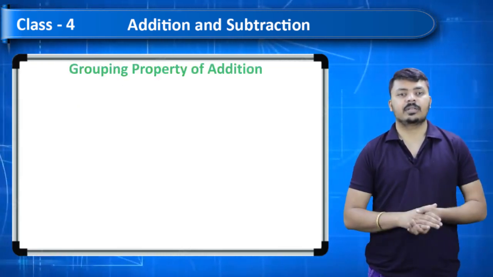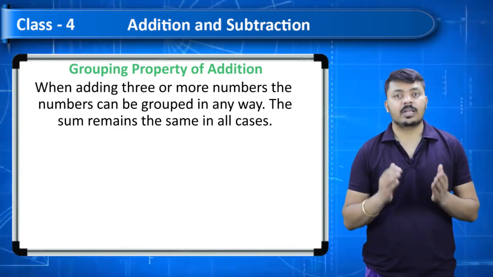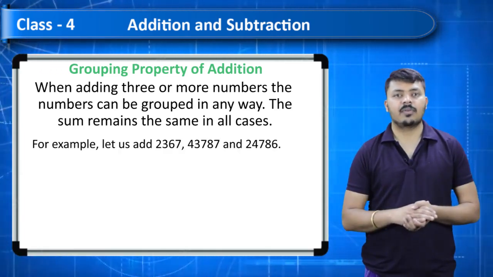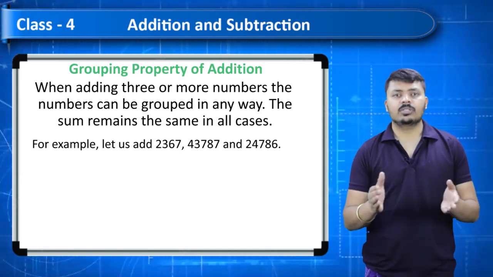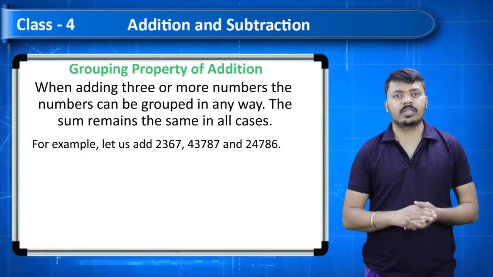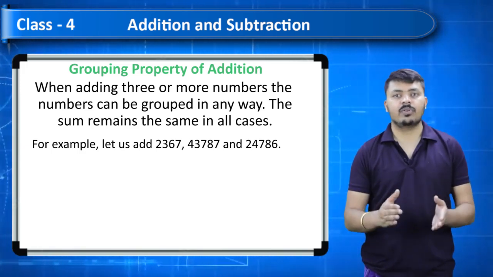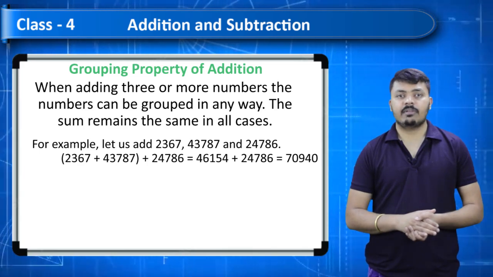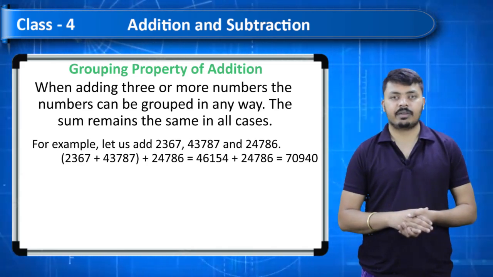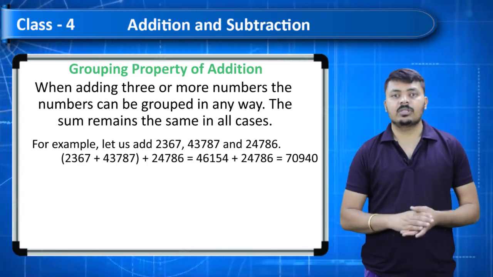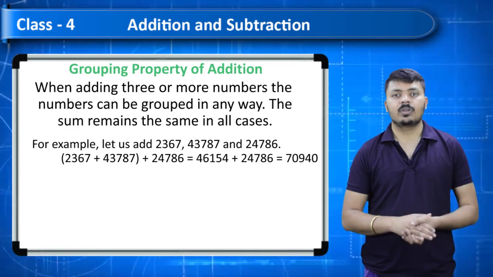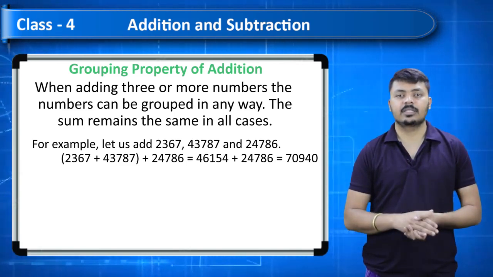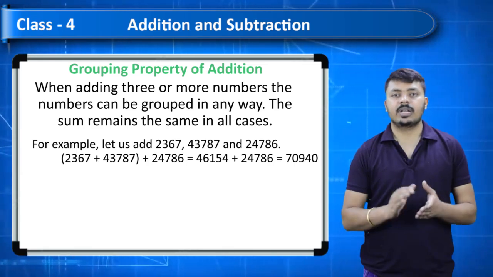Grouping property of addition. When adding 3 or more numbers, the numbers can be grouped in any way. The sum remains the same in all cases. For example, let us add 2,367, 43,787 and 24,786. 2,367 plus 43,787 plus 24,786 equals 46,154 plus 24,786, which is equal to 70,940.